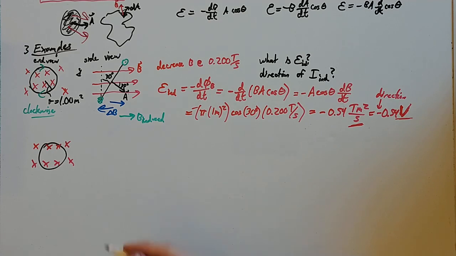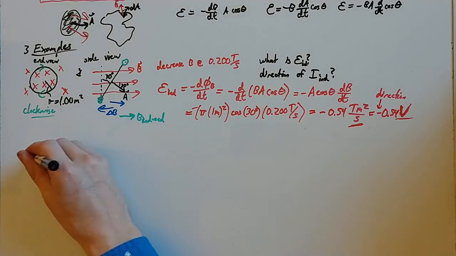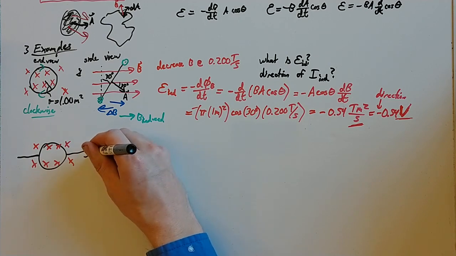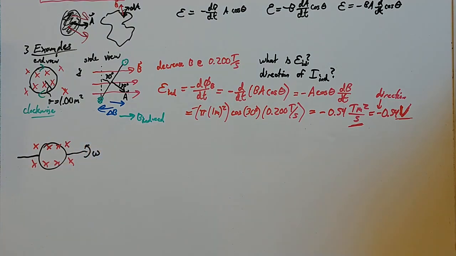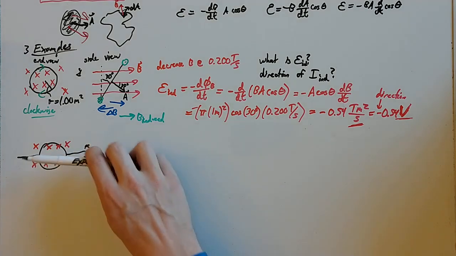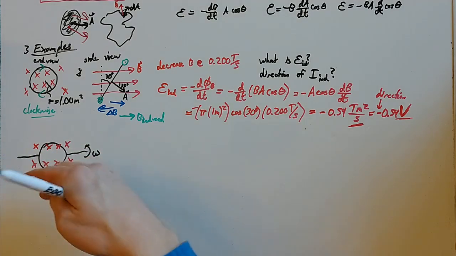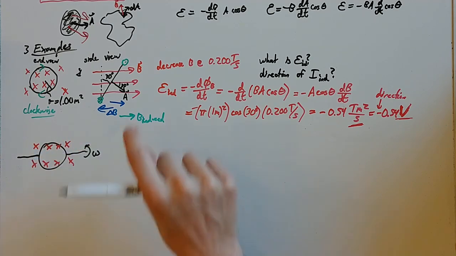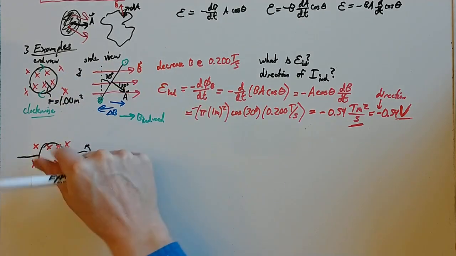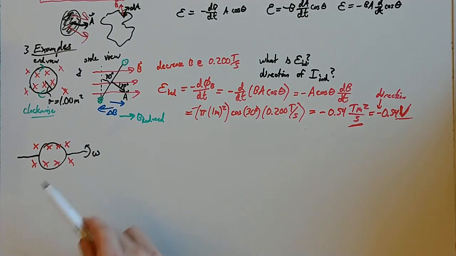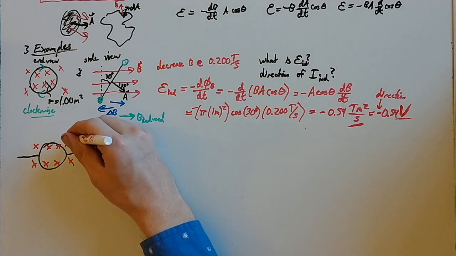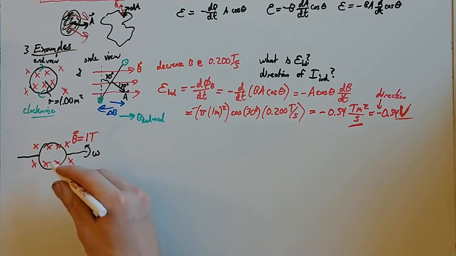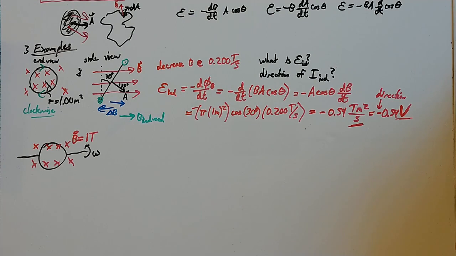Now let's attach this hoop to some sort of axle that I can spin, at a rate omega. You can imagine this bottom part is going to come up out of the page and the top part will go into the page. So just like I tilted it here, now I actually want to spin it, and I want to keep the magnetic field constant at 1 Tesla.